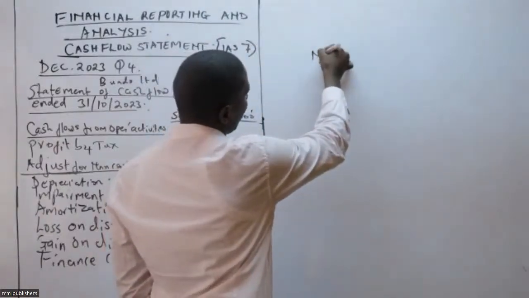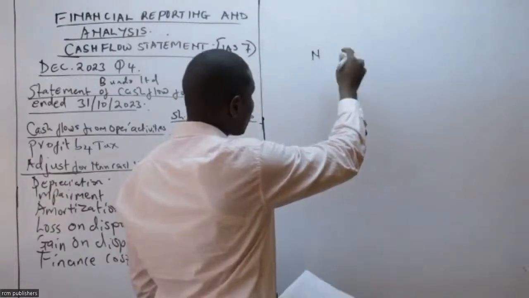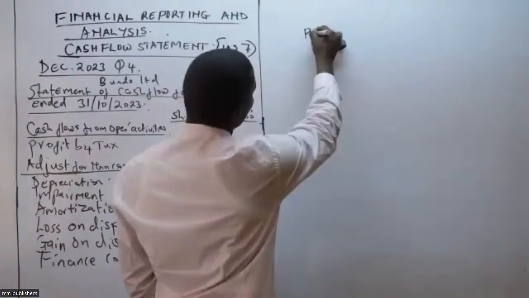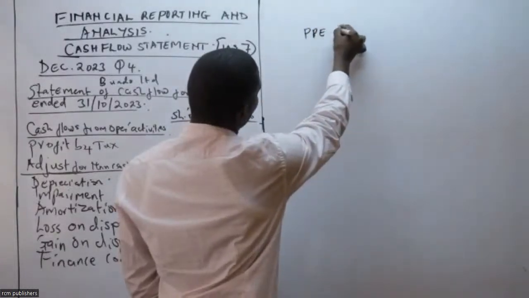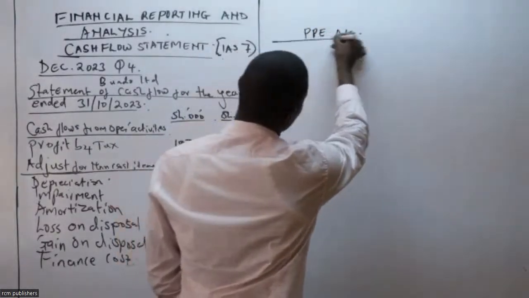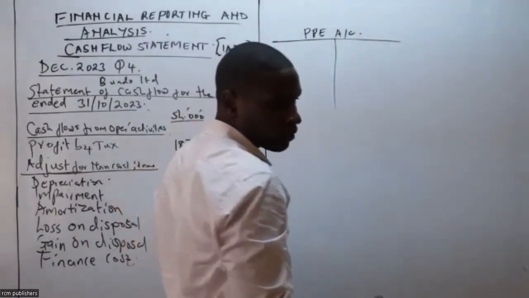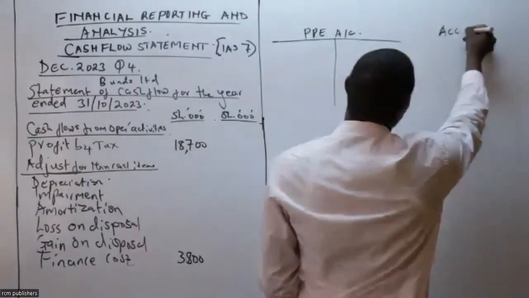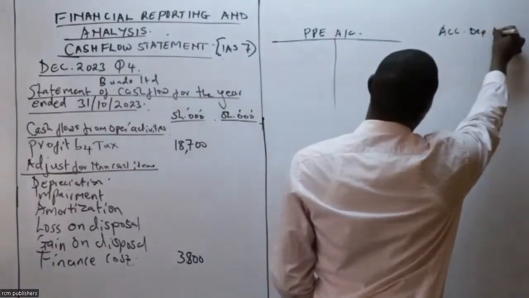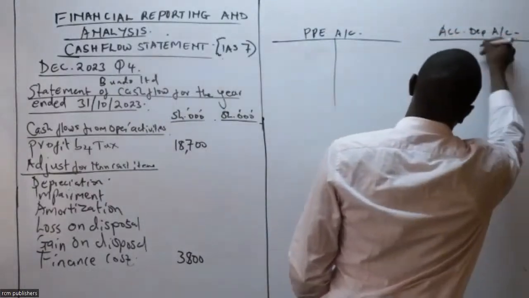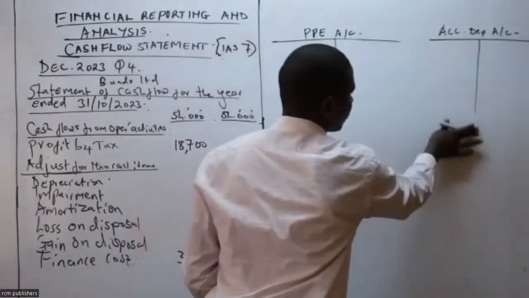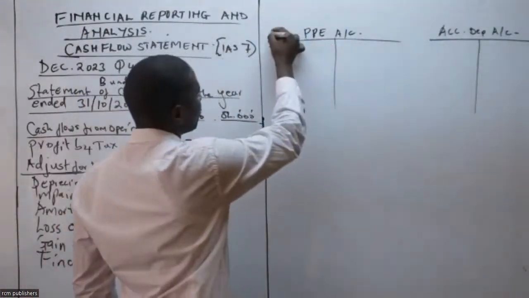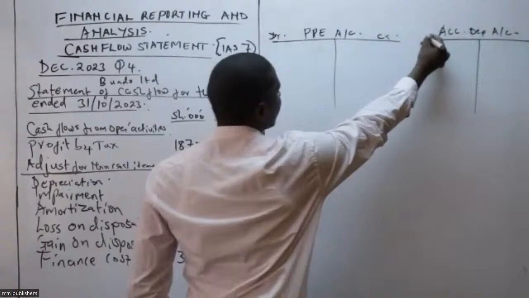So this is our PPE account, and then on the other hand, I have the accumulated depreciation account. So this is very important for me. I remember I gave some people this work to go and do: debit, credit.